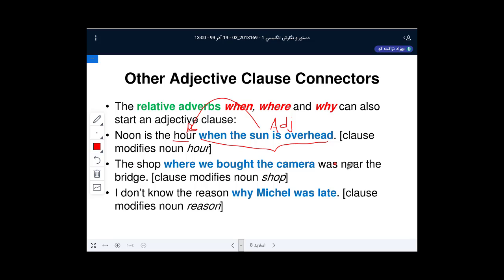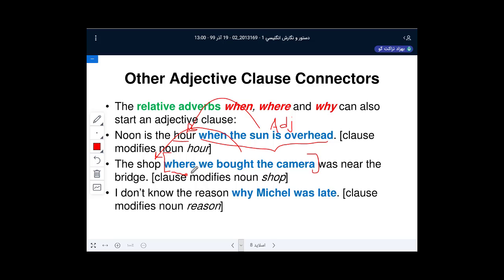Or the shop was near the bridge. So this is the main clause, and we see where we bought the camera is embedded in this sentence. So this clause, which sounds adverbial, here cannot function as an adverb. It is an adjective and it post modifies the noun.